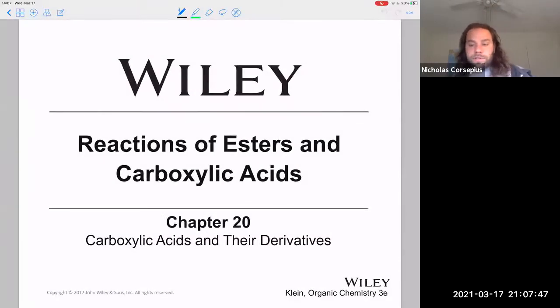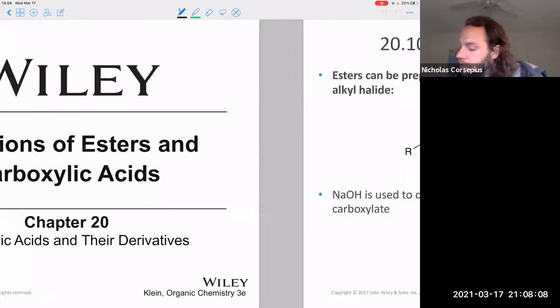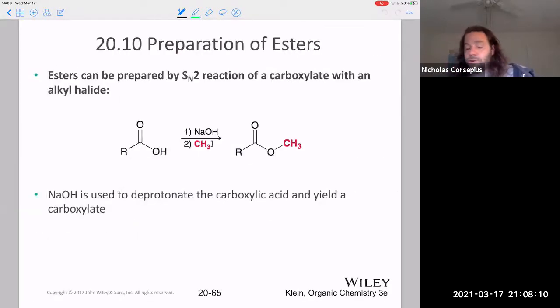All right, so now let's move on to our next category, and these are the reactions of esters as well as carboxylic acids. We've sort of already covered carboxylic acid reactions in the first lecture. I just want you guys to have esters and carboxylic acids kind of in the same place in your brain. They have very similar reactivity and undergo very similar reactions. So first of all, how do we create esters?